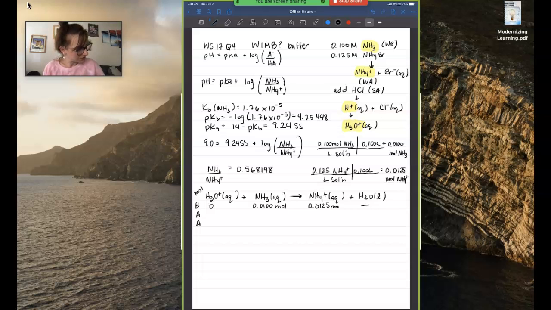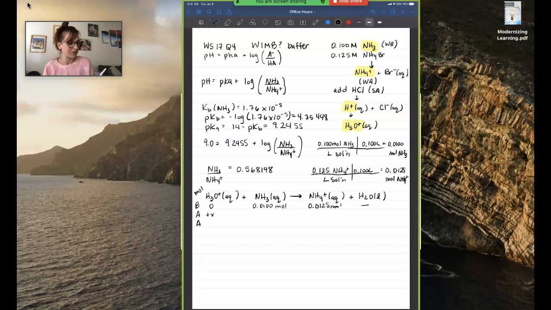So we would put 0.0125 moles of ammonium into our beaker when we're first preparing our buffer. Now we're going to be adding HCl. We don't know how much we're going to add, but we add a certain amount. And so I'm just going to represent that by plus x. Right? I'm adding a certain amount. I want to solve for that x.